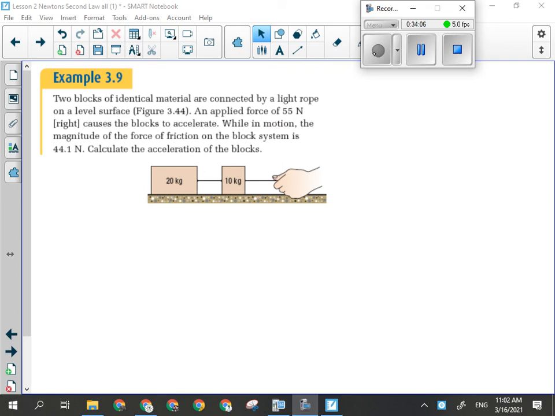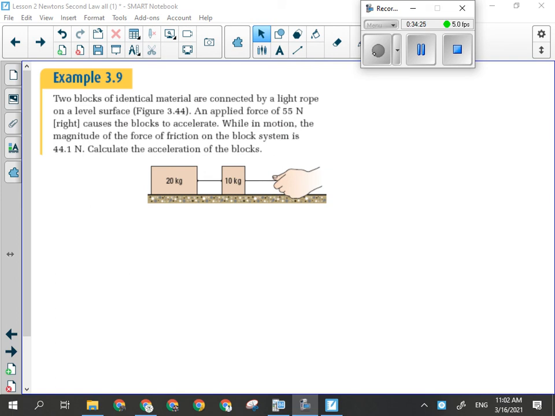Okay? In this situation, that can't happen. These two parts are being pulled in the same direction by the same force. That force is going to be distributed to both of them. All right? Everybody okay with that? So the most important thing about a system is all parts accelerate at the same rate.